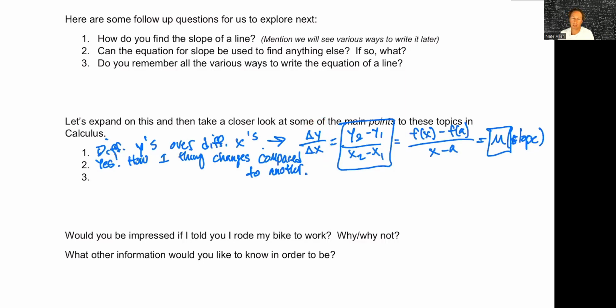But before we do, last question here, question 3. Do you remember all the various ways to write the equation of a line? Well, obviously, we already went over the one that most remember, but there's also this, which we called standard form, and even one other that I want to derive with you called point slope form. So this one, most commonly used, slope intercept, because we are given the slope and the y-intercept.